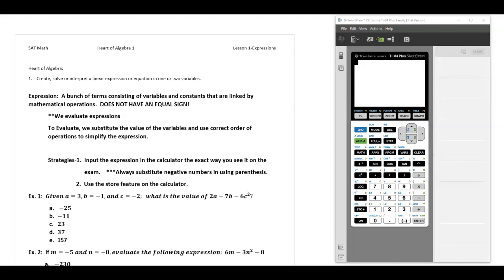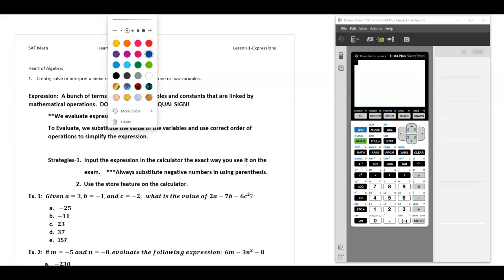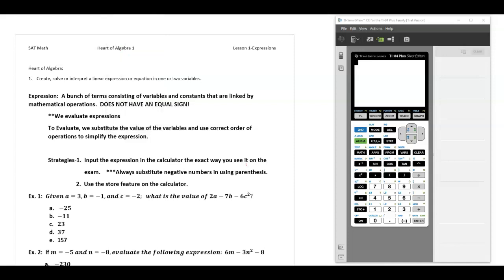Okay, so this is the first lesson of Heart of Algebra, and the standard it's addressing within Heart of Algebra is standard number 1, which is create, solve, or interpret a linear expression or equation in one or two variables. Now, before we get to examples, the first thing I want you guys to know is, first off, what is an expression? An expression is a bunch of terms consisting of variables and constants that are linked by mathematical operations, right? This does not have an equal sign.